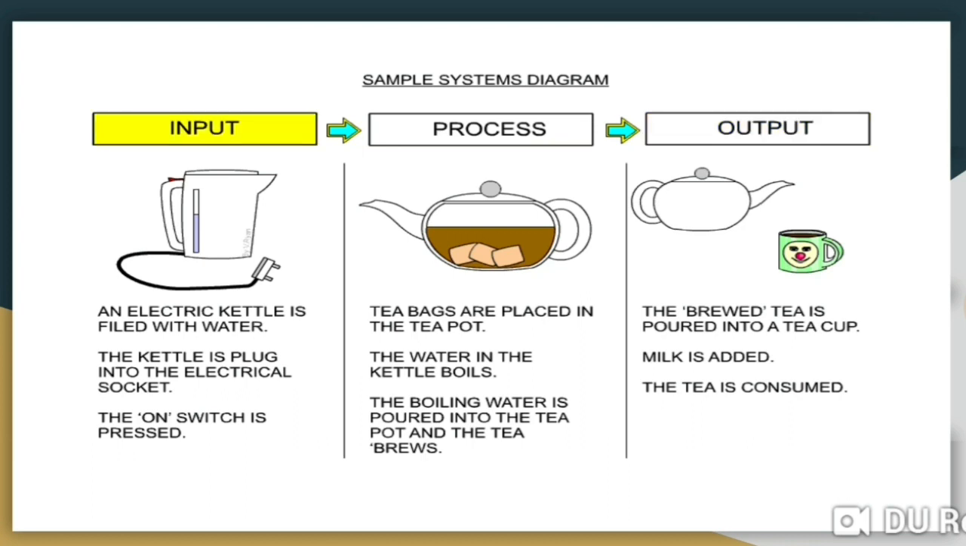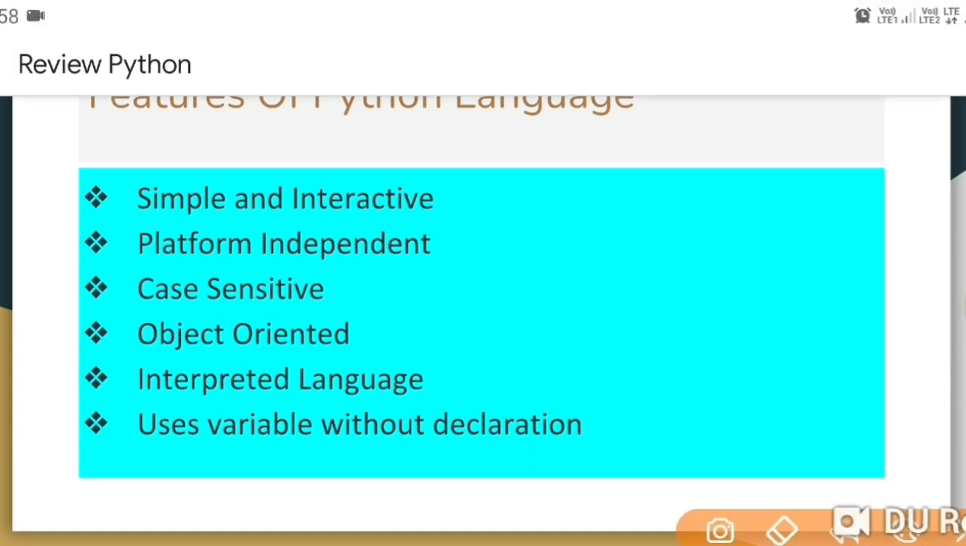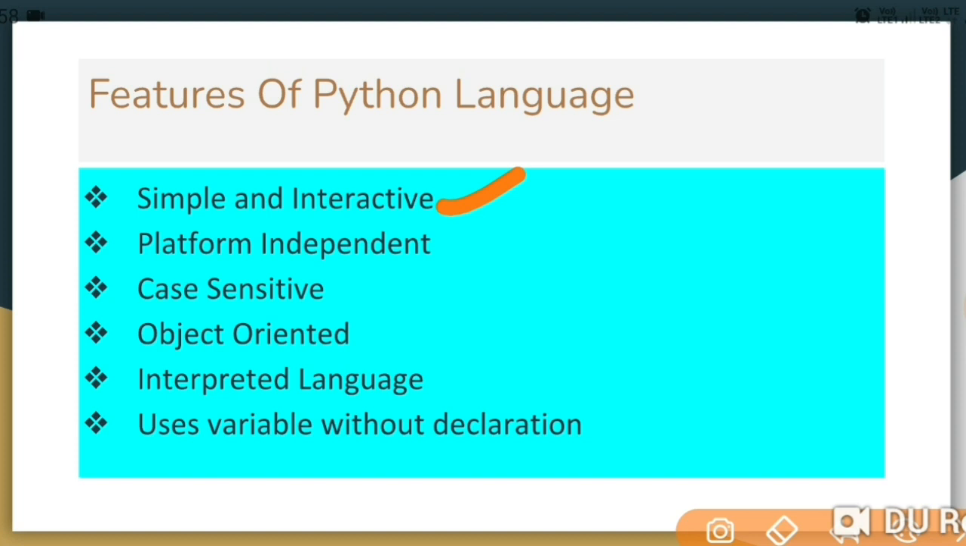Similarly, our program works on the basis of input, process and output. Now moving ahead, features of the Python language. It is very simple and interactive. It is platform independent also. Many software are using this Python language so that they can create software. So it is platform independent.